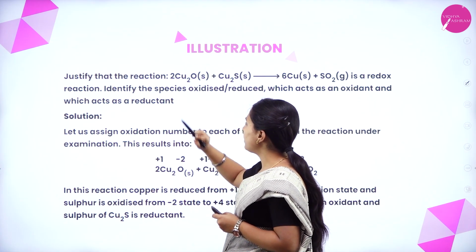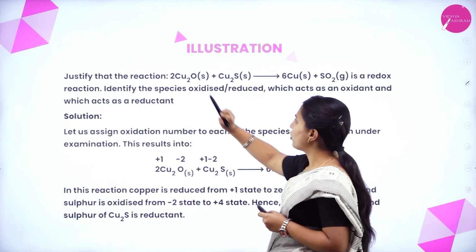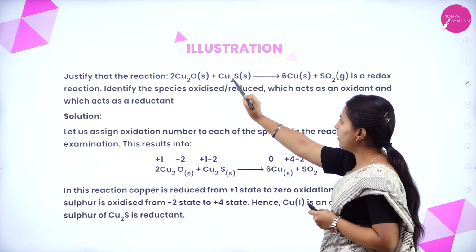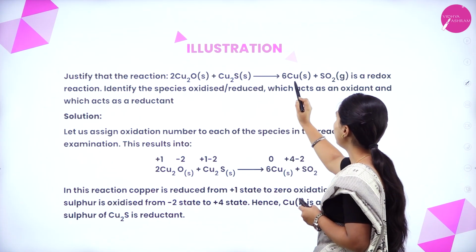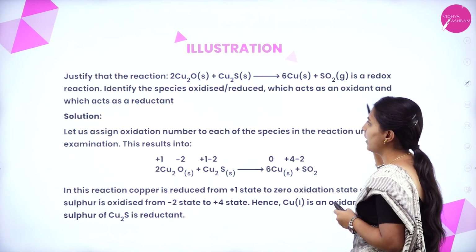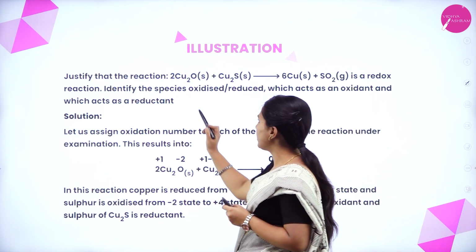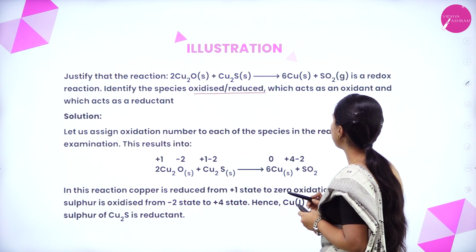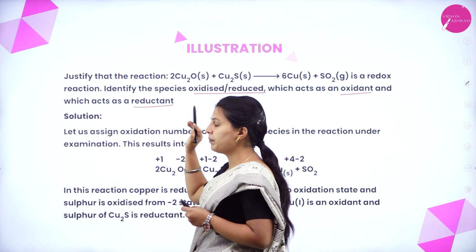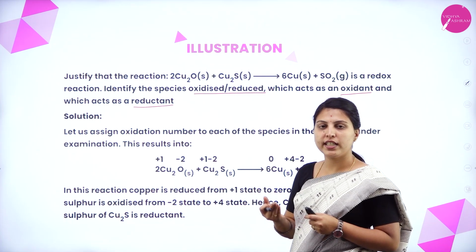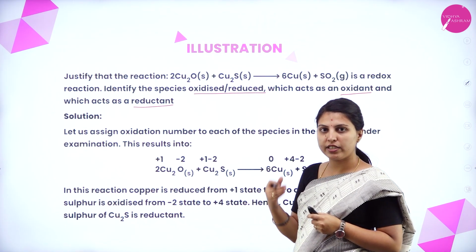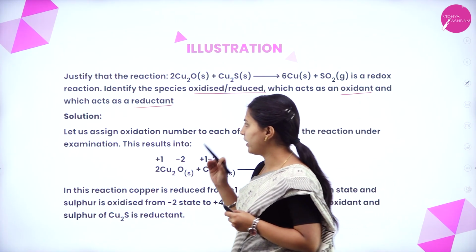Justify that the reaction of copper oxide, Cu2O, plus copper sulfide, Cu2S, giving 6 copper plus sulfur dioxide is a redox reaction. Identify the species oxidized, reduced, and which acts as an oxidant and reductant. Here you have to identify which has been oxidized or reduced, which is the oxidizing agent, the oxidant, and which is the reducing agent, the reductant.